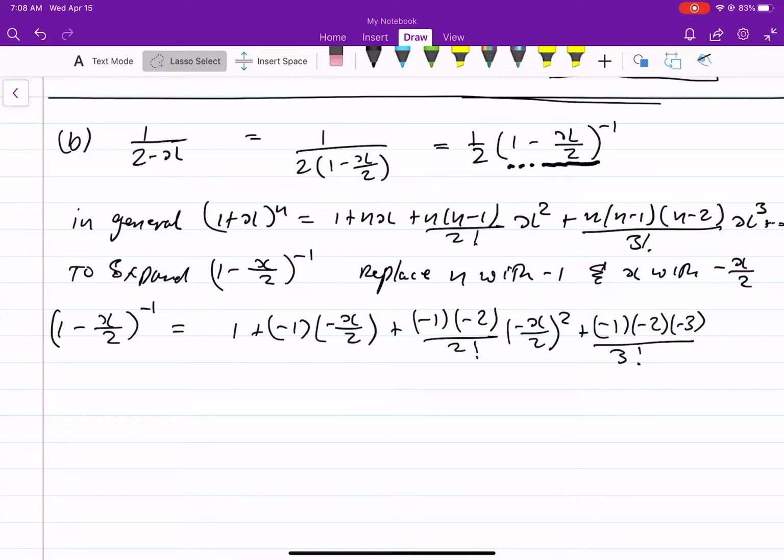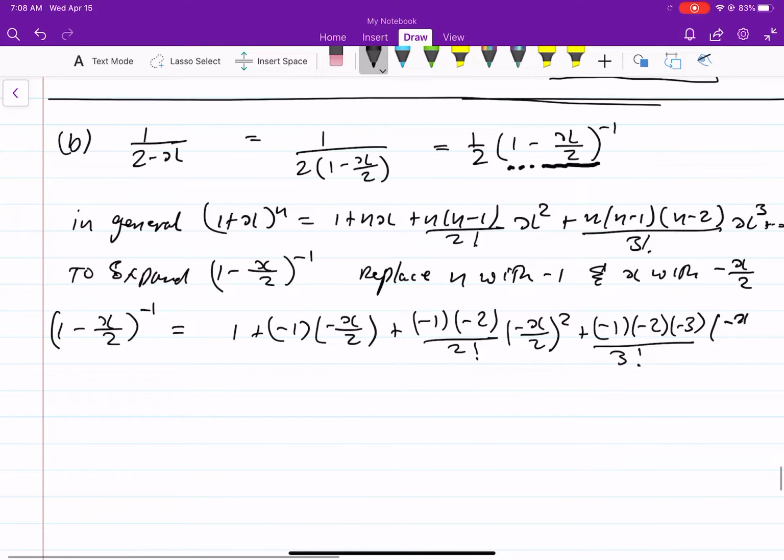Minus 1 times minus 2 times minus 3 upon 3 factorial times minus x upon 2 all cubed. Let's see if you can simplify that. 1 minus x upon 2 to the minus 1 is equal to 1. Minus minus gives me a plus there, so this is plus a half x. Minus and a minus is a plus, and minus squared is also a plus. So everything there is a plus.